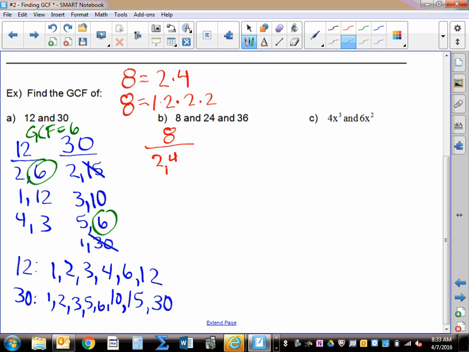2 and 4. 4 and 2, what else? 1 and 8, yeah. These are my only factors. Okay, so let's start with the largest one. Is 8 a factor of 24? Yeah. Is 8 a factor of 36? 36 divided by 8. What is 36 divided by 8? Yeah, decimal, right? It's not an integer.